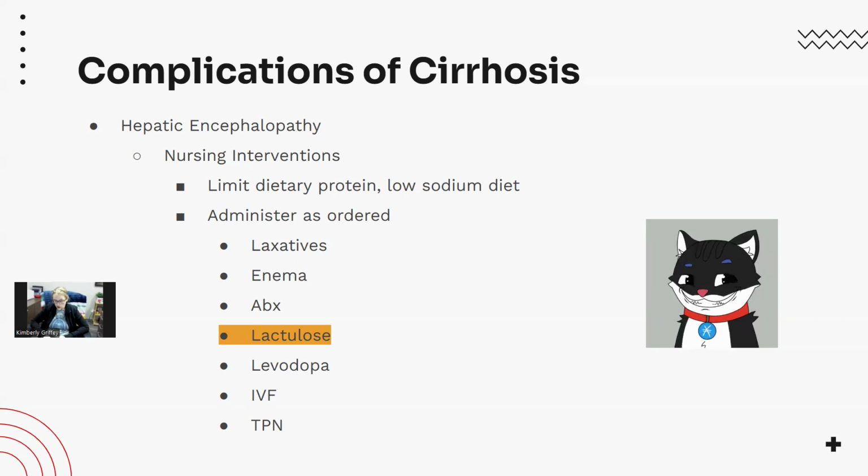We're going to give levodopa that works by restoring normal neurotransmission in the brain. We're going to give IV fluids to replace electrolytes and TPN to replace any vitamins and minerals. The prognosis for anybody with hepatic encephalopathy is very poor. They're often going to require a liver transplant.